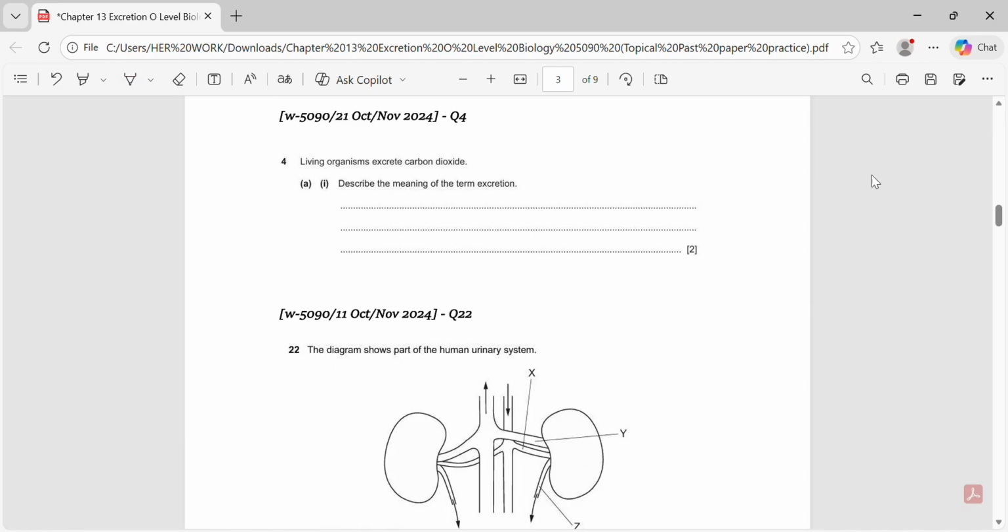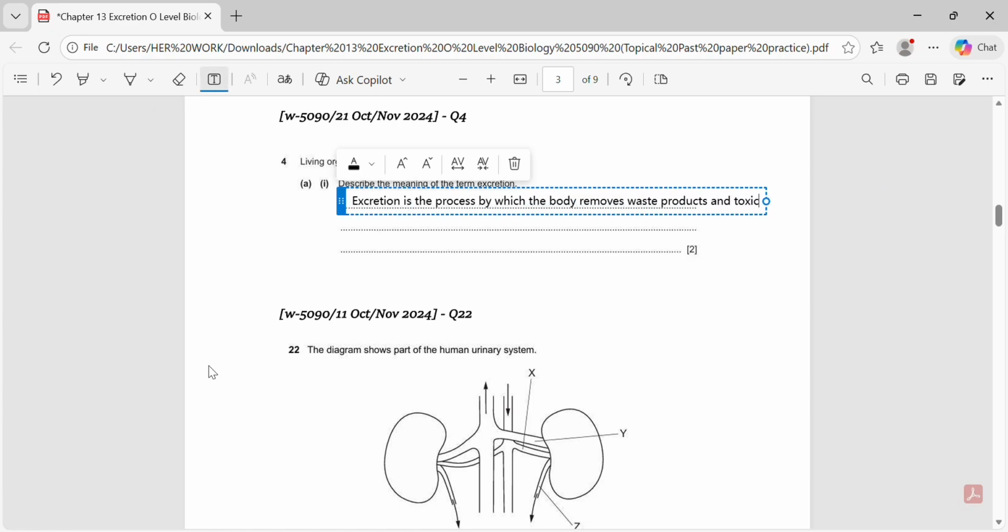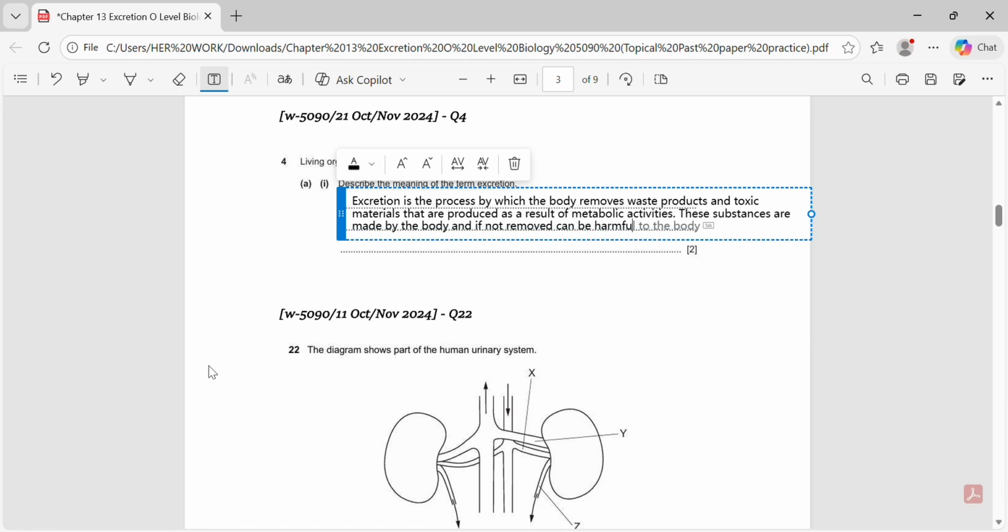Now we come to the first paper 2 question of this chapter. This question asks us to describe the meaning of the term excretion. So, we will simply write, excretion is the process by which the body removes waste products and toxic materials that are produced as a result of metabolic activities. These substances are made by the body and, if not removed, can be harmful.